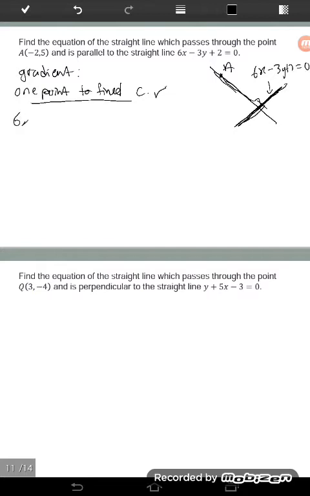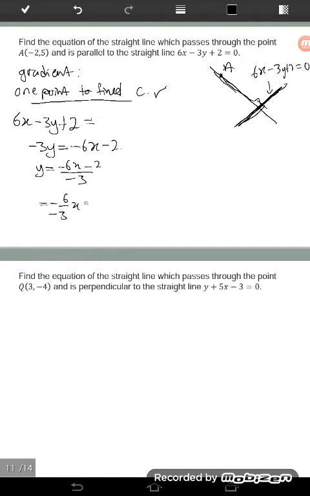Okay, so we need to rearrange the equation of the straight line in the form of y equal to mx plus c. So minus 3y equal to minus 6x minus 2, so y equal to (minus 6x minus 2) divided by negative 3, which is equal to negative 6 over negative 3 x minus 2 over negative 3. Negative 6 divided by negative 3 is positive, 6 divided by 3 is 2x, and then negative 2 divided by negative 3 is positive 2 over 3. So we have the gradient of this line, which is equal to 2.